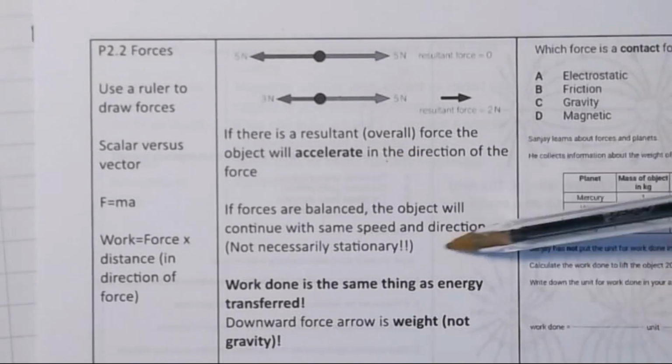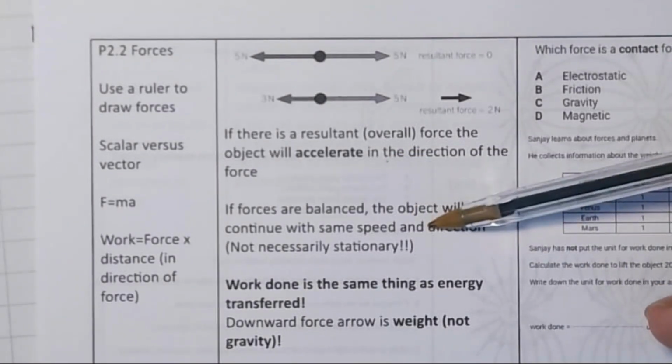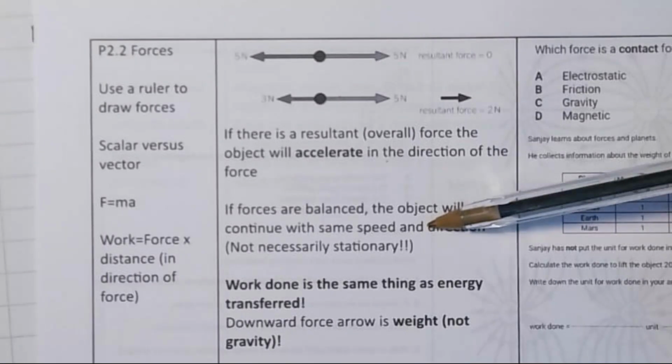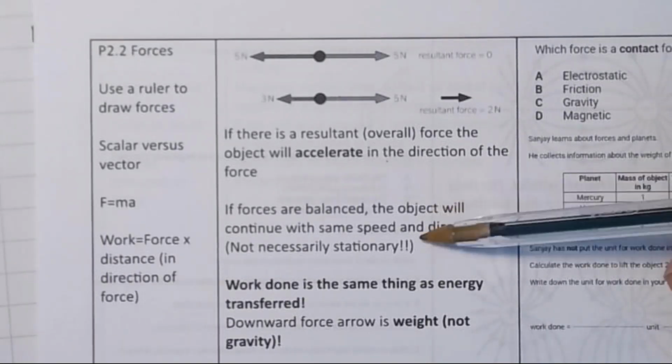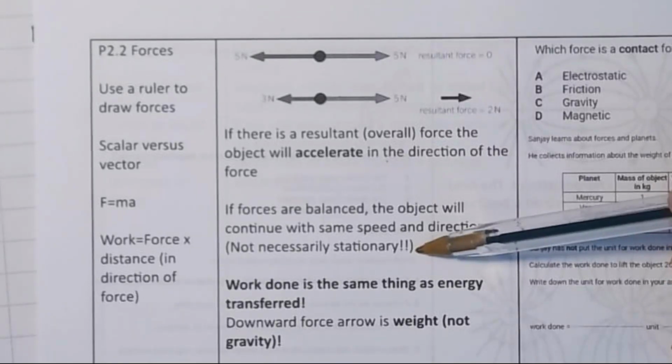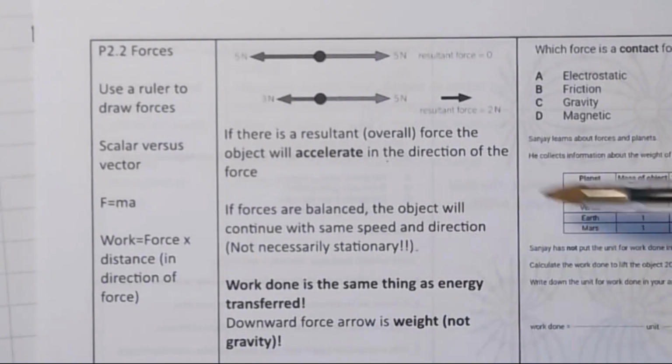If the forces are balanced, the object will continue doing what it was doing. It's going to continue with constant speed and direction. It does not necessarily mean it is stationary. Do not fall for that trap. An object that's traveling at constant speed and direction will have equal forces acting upon it. So be careful before you say the word stationary.